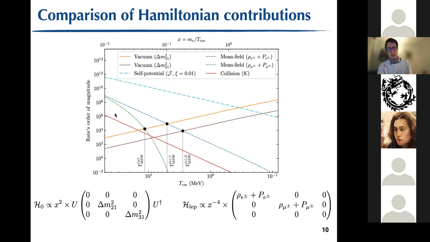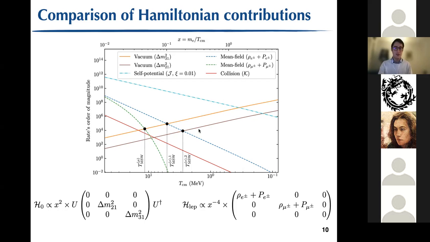So on this plot, you have the orders of magnitude of the different terms in the Hamiltonian. In these solid lines are the vacuum terms for the two mass squared differences, in dashed lines you have the mean field terms, in green the muon mean field, and in blue the electron mean field. And in light blue, you have the self-potential for an average degeneracy. And so what we can see first is that these values will be very, very high compared to any other natural time scale in the problem. For instance, the collision rate is much, much smaller than any typical frequency.